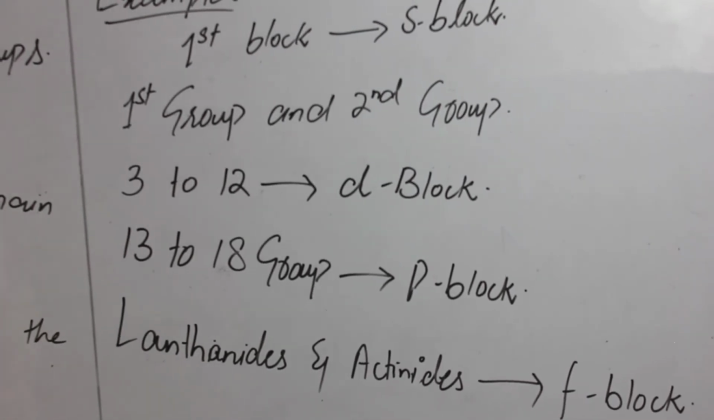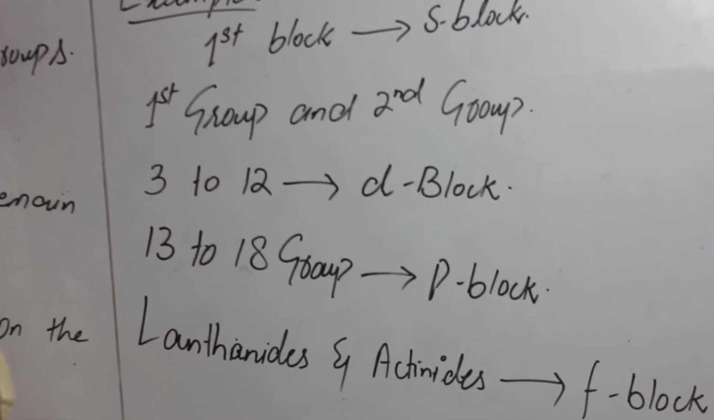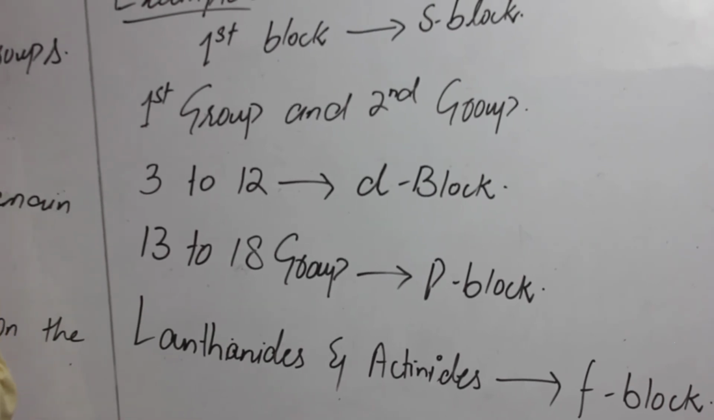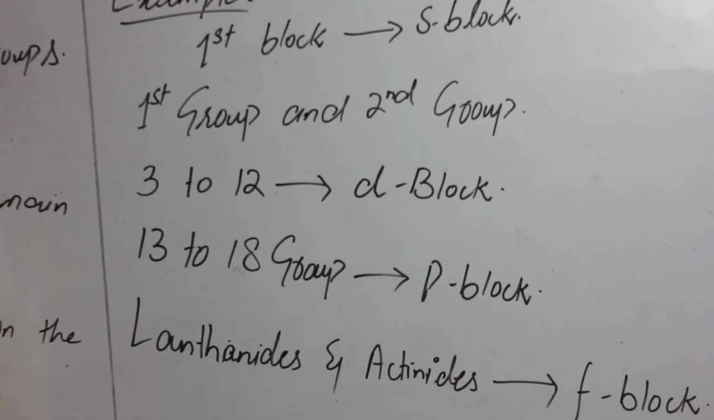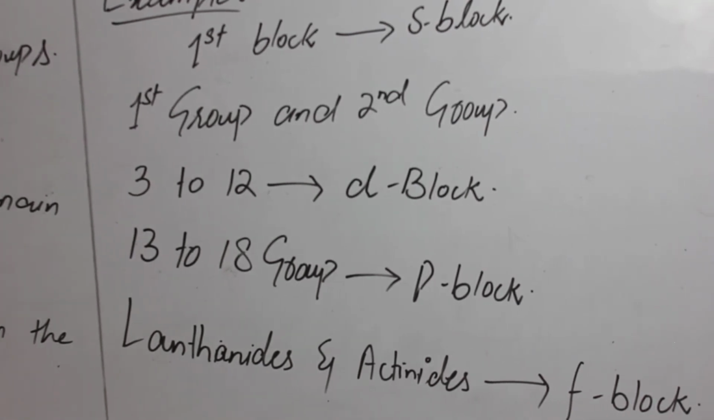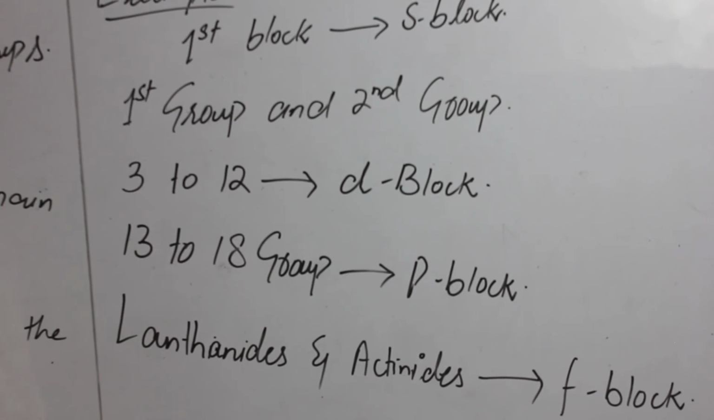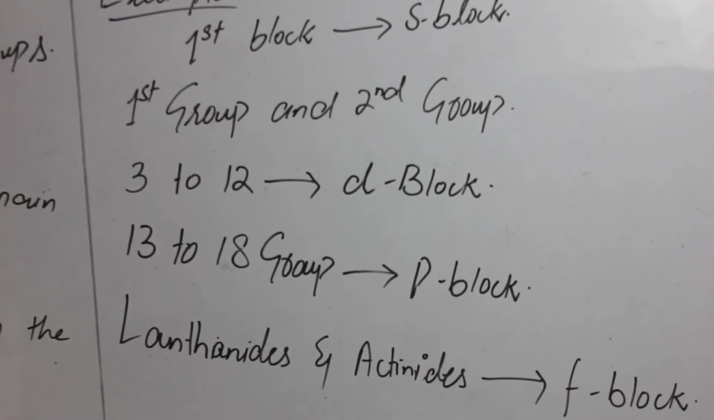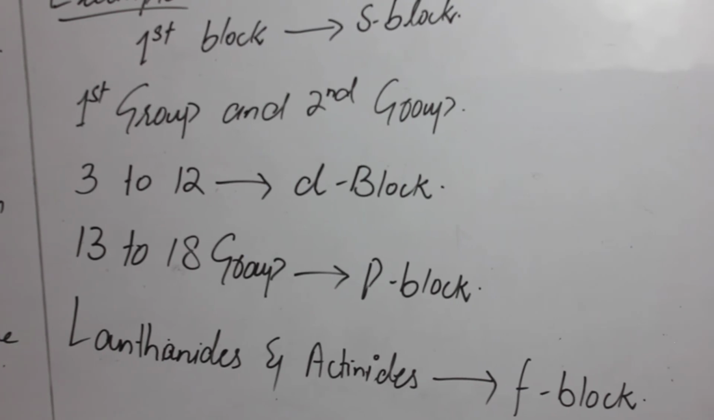Why does it consist of 2 groups? The reason is that the first and second groups complete their electronic configuration on the S subshell. That's why they are present in the S block. Group number 3 to 12 complete their electronic configuration on the D subshell. That's why their block name is the D block. And group number 13 to 18 complete their electronic configuration on the P subshell. That's why their block name is P.